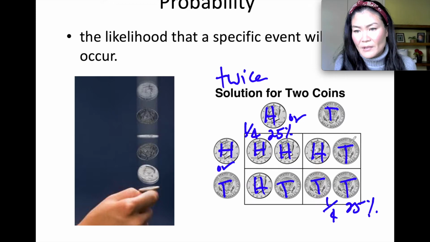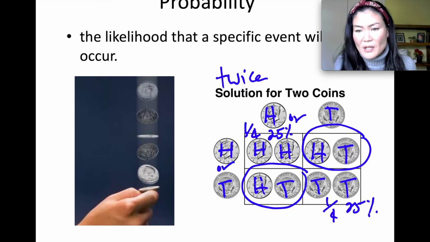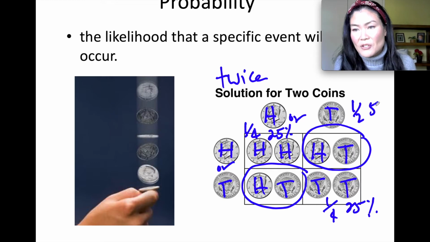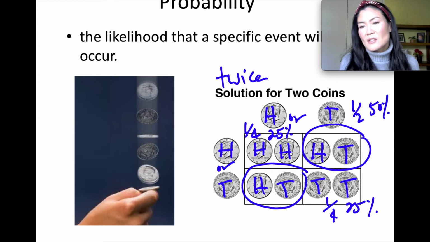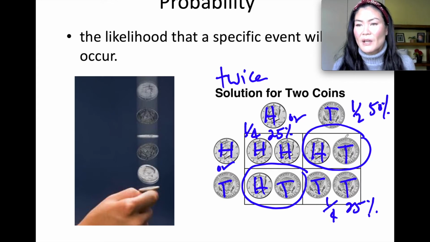And then for heads, tails, or tails, heads, it really doesn't matter. There's a quarter chance here, a quarter chance here. You add them together, and that's going to give you a half chance, a 50% chance, that you're going to get heads, tails, or tails, heads.